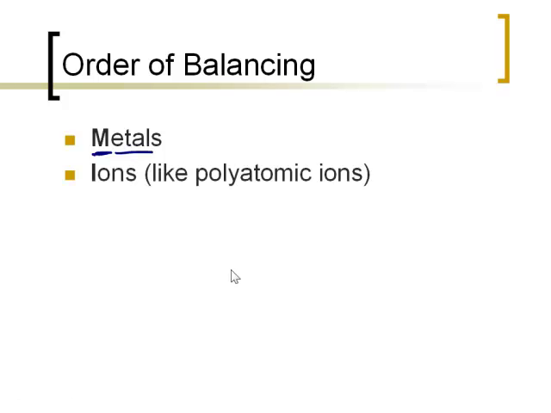After that, balance ions if there are any, such as polyatomic ions. You may remember, guys, the polyatomic ions are those that consist of more than one atom, and those whole things behave as a unit. So things like nitrate, NO3-, is a polyatomic ion. Sulfate, SO4 2-, is a polyatomic ion. Hydroxide is a polyatomic ion. These are just some examples, okay?